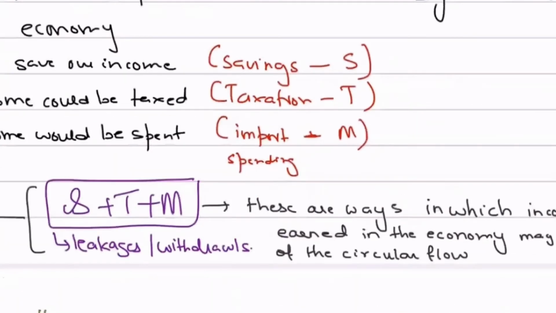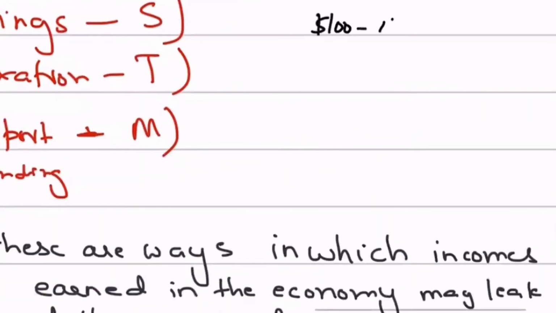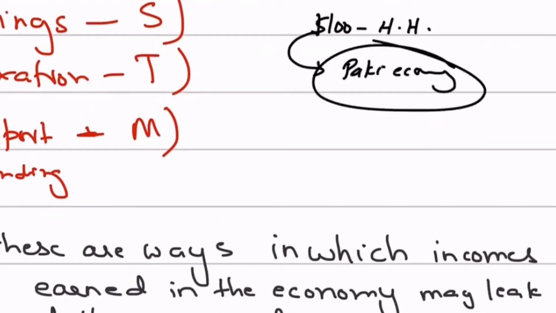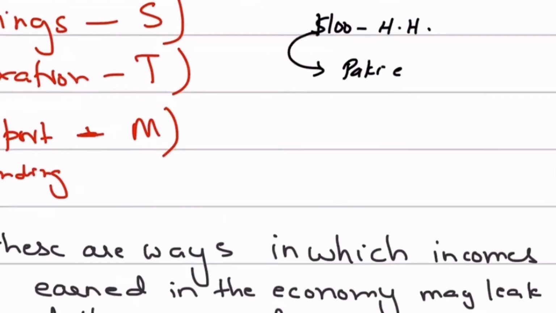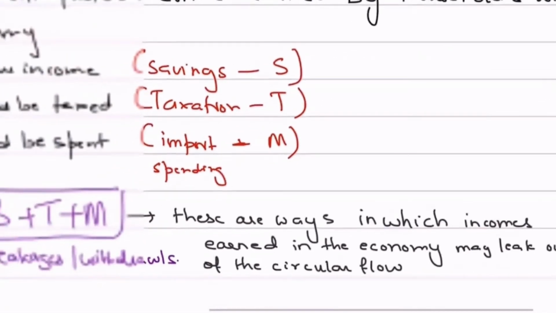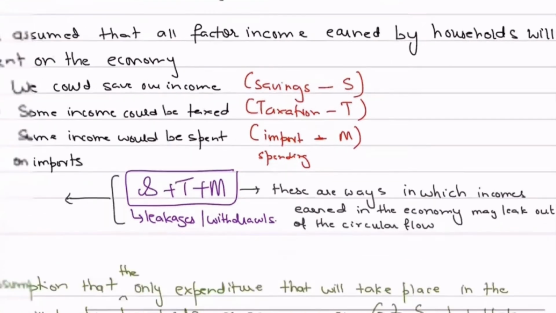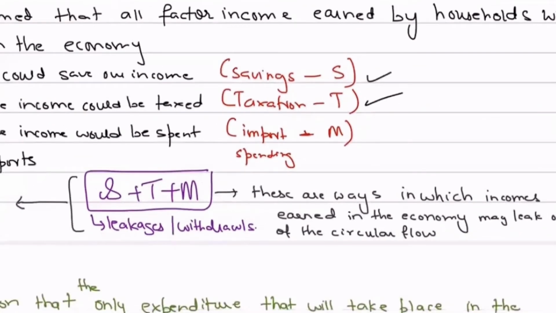तो हमारी assumption ये है कि अगर $100 earn किए हैं households ने, तो ये $100 वापस पाकिस्तानी इकोनॉमी के अंदर सर्कुलेट होते रहेंगे. This is a wrong assumption. Why? Because this will not happen all the time. Not all the money would be circulated or recirculated back in the economy. Why? Because some of it would be maybe saved, some of it would be taxed, some of it would be spent on imports.